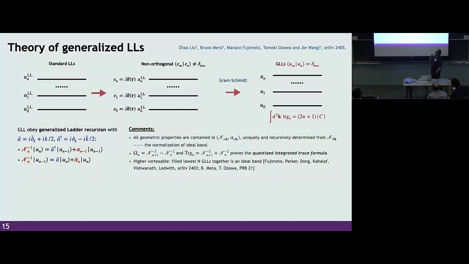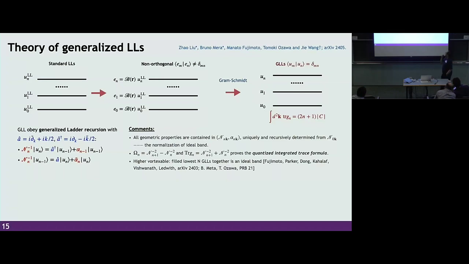However, the non-trivial geometric information is encoded in the coefficients, which are a normalization and an alpha. The normalization and alpha are the generalization of the standard Landau level recursion for the usual Landau levels, and they encode all the non-trivial geometric properties of the system. In our paper, we show that these non-trivial parameters are uniquely and recursively determined from N_{0,k}, which is a normalization factor for the ideal band.